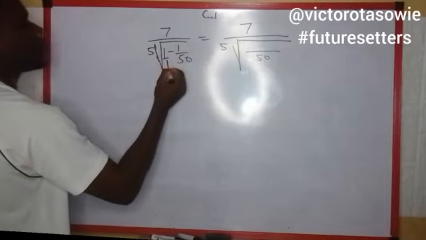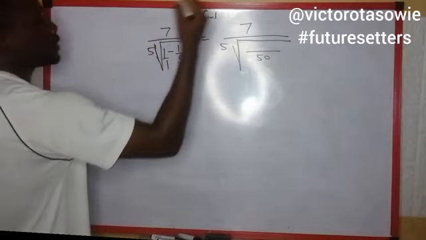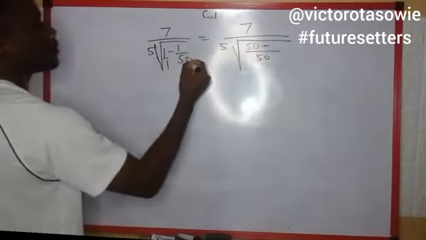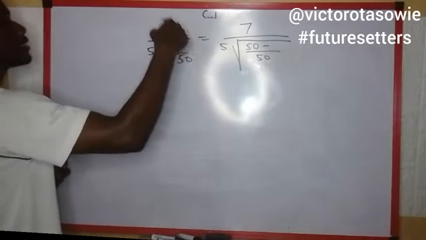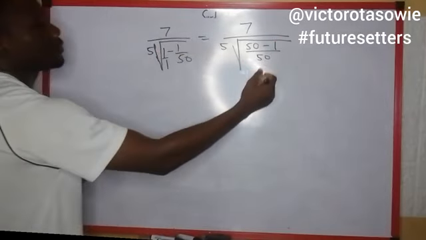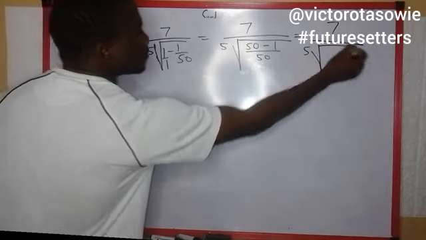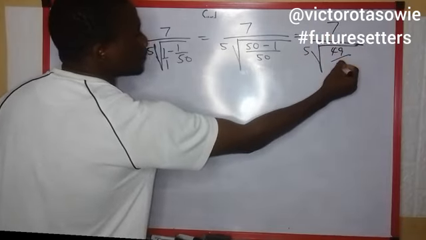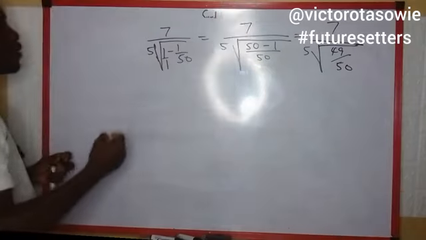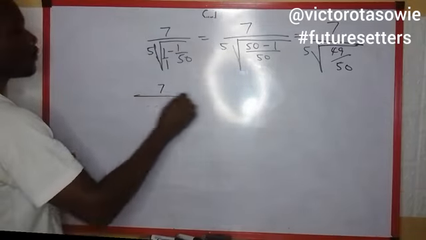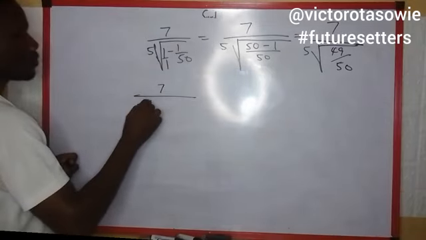Now you know 1 is 1 over 1. 1 into 50 is 50. 50 times 1 is 50. 50 minus 50 into 50 is 1. 1 times this, okay, 1. So we now have equal to 7 over 5 root 49 over what? 50. Now if you have this question, the next step is to write 7 over 5 root.